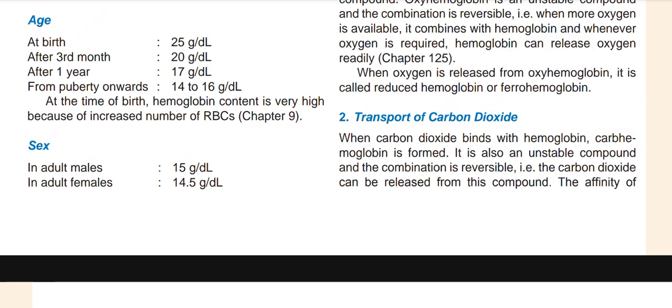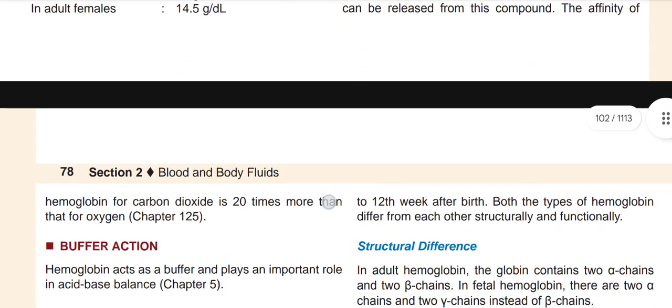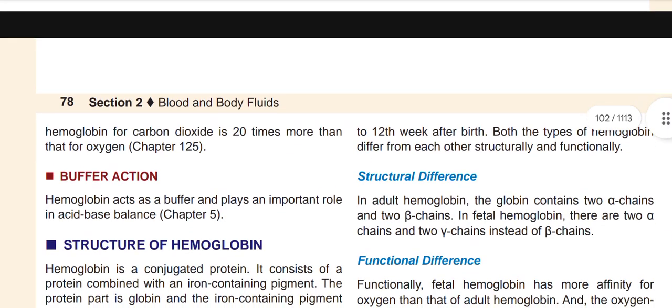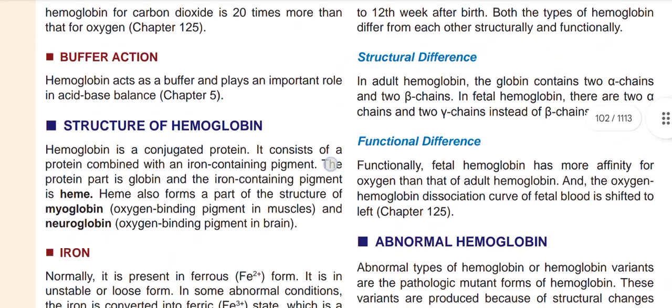Then transport of carbon dioxide. When carbon dioxide binds with hemoglobin, it is known as carbhemoglobin, and it is also an unstable compound, and the combination is reversible, so the carbon dioxide can be released from this compound. The affinity of hemoglobin for carbon dioxide is 20 times more than that of oxygen. Then buffer action. Hemoglobin acts as a buffer and plays an important role in acid-base balance.